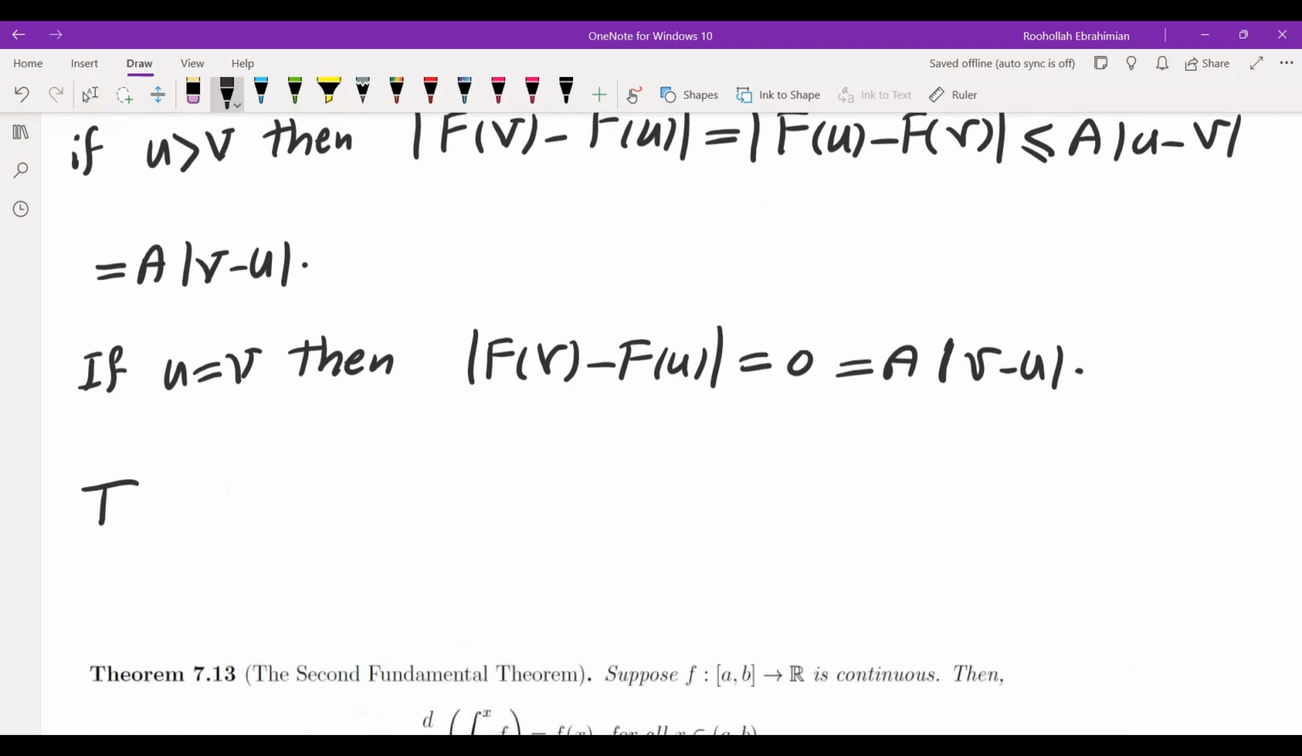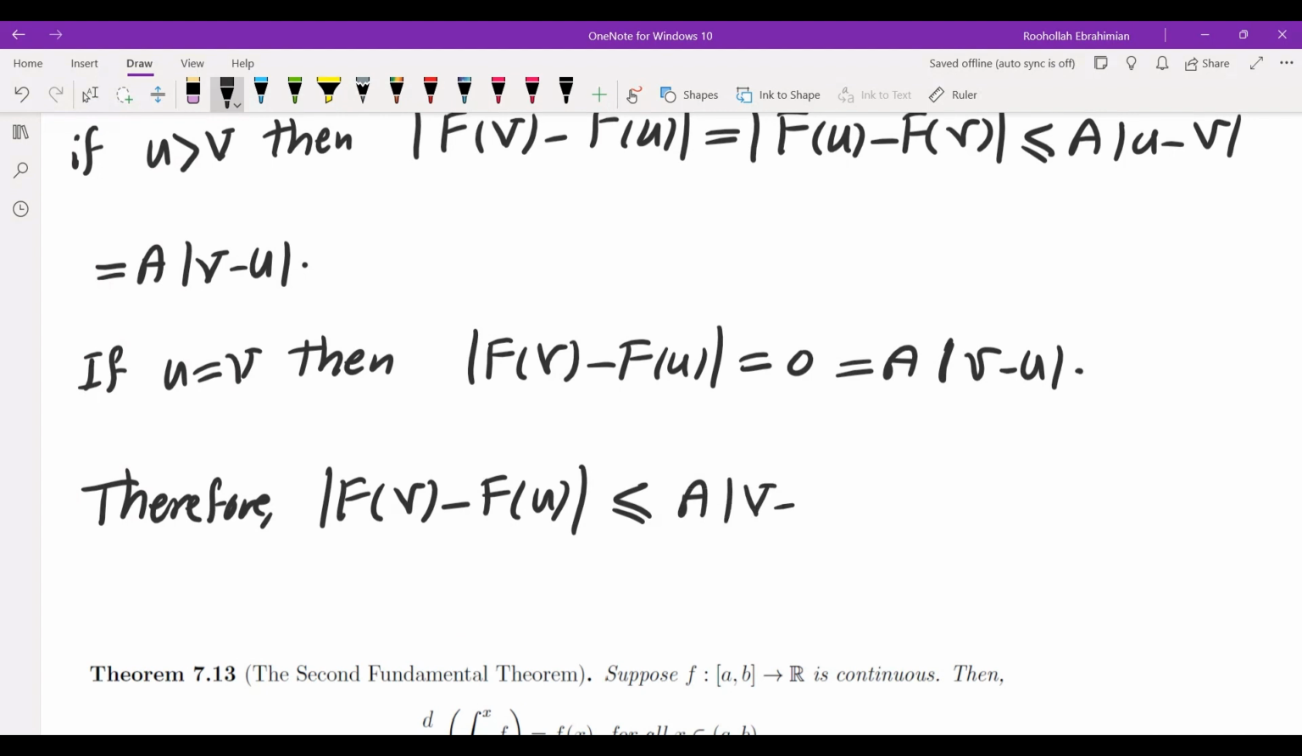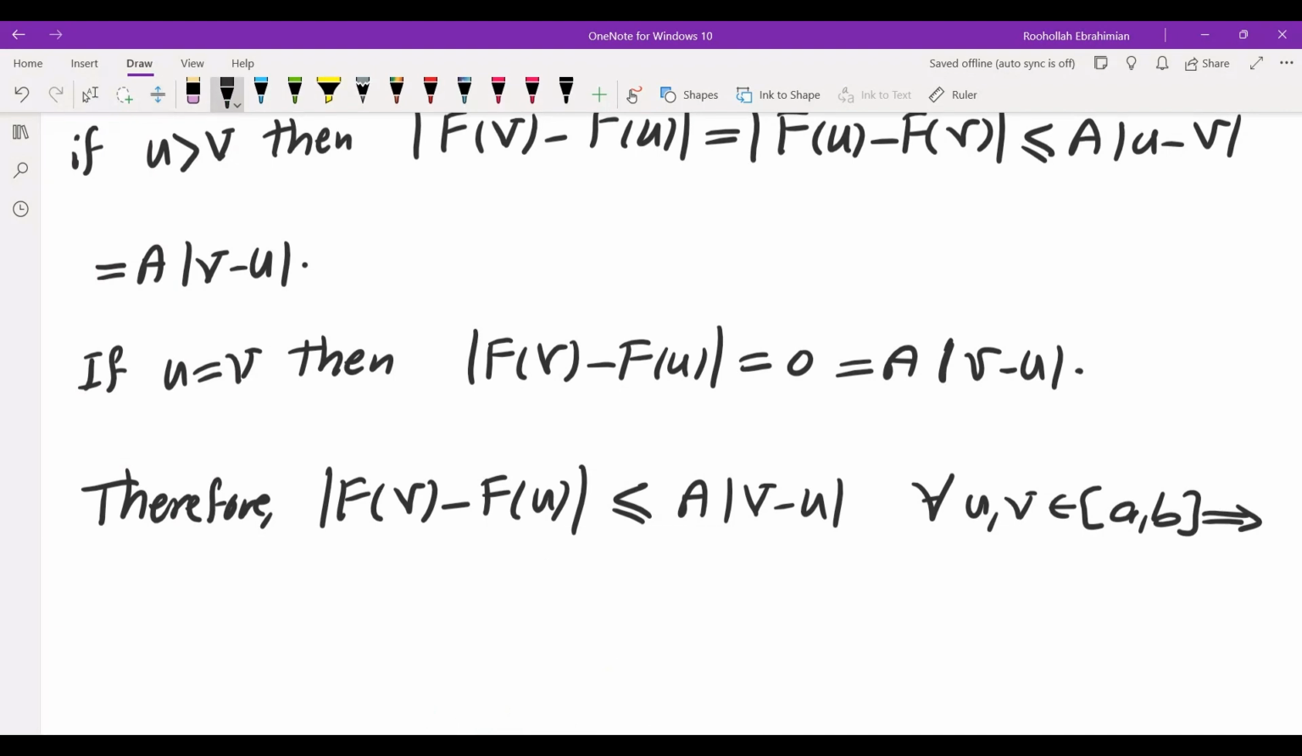Therefore, the absolute value of F(v) minus F(u) is always less than or equal to A times the absolute value of v minus u for every u and v inside the interval. And that's exactly the definition of Lipschitz. So that means F is Lipschitz. And every Lipschitz function is uniformly continuous, as you have shown in an exercise.